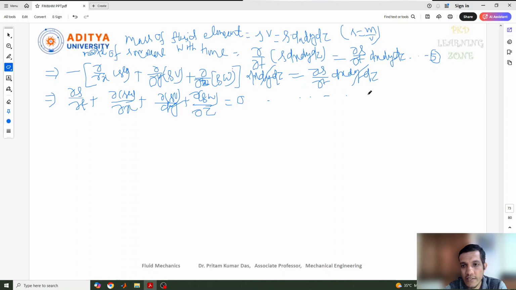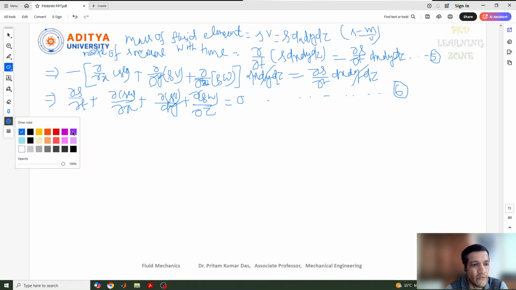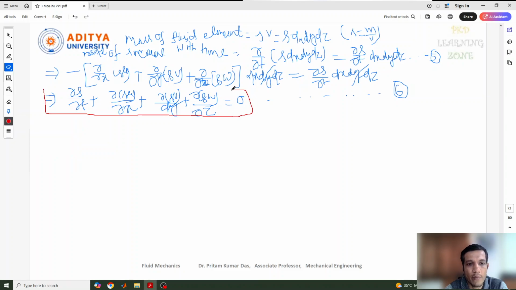Now this is your equation 6, and this is the general form of the continuity equation. This equation we call the continuity equation for the Cartesian coordinate system in the general form.